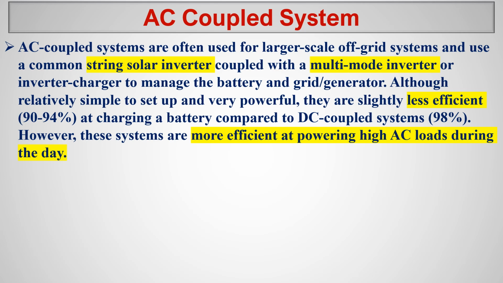Why are we saying less efficient, 90 to 94%? Because we are not directly charging the battery using the solar panels. Okay. So compared to DC coupled, I will explain what is DC coupled. We are charging after going through a lot of conversion. Okay, so the charging efficiency is less. Okay, but more efficient for powering AC loads.